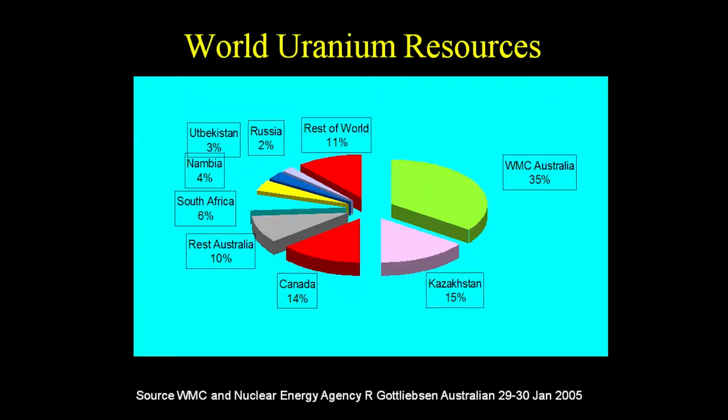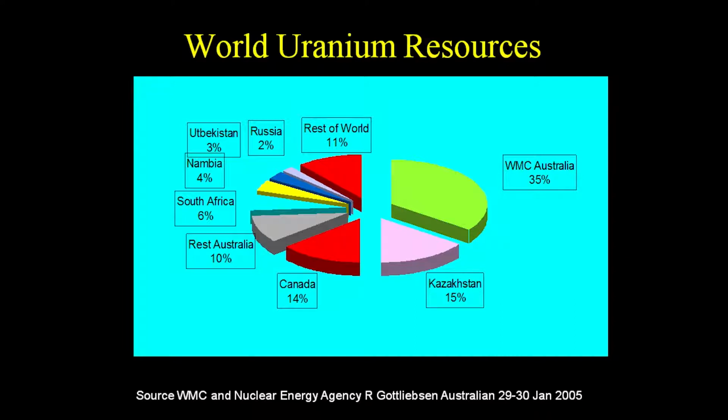Large accumulations of uranium are associated with granite, some sedimentary rocks, and groundwater. Most of the large accumulations of uranium are found in Australia, about 45%, Kazakhstan, about 15%, Canada, about 14%, and Southern Africa, about 10%.